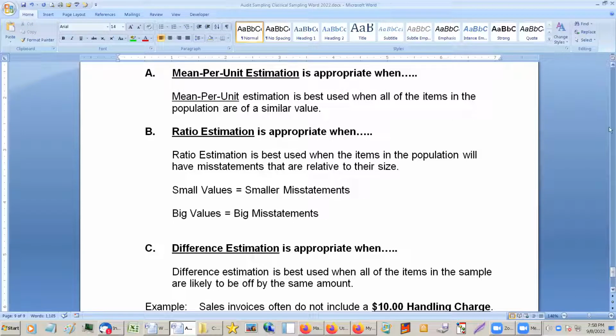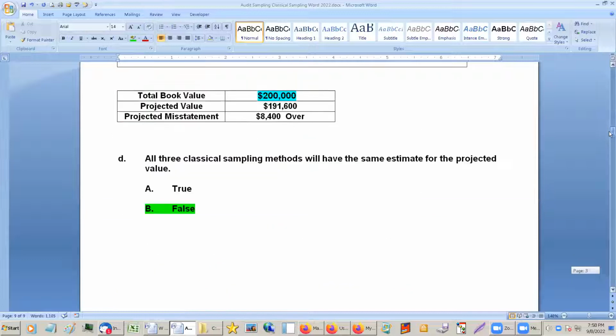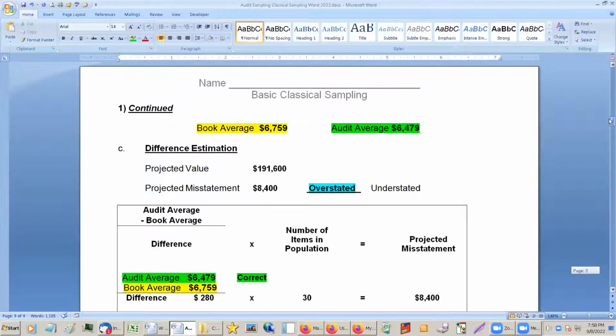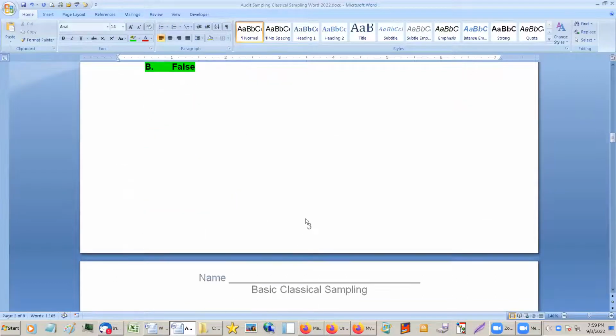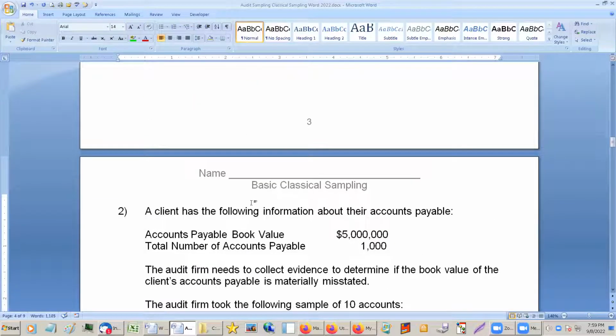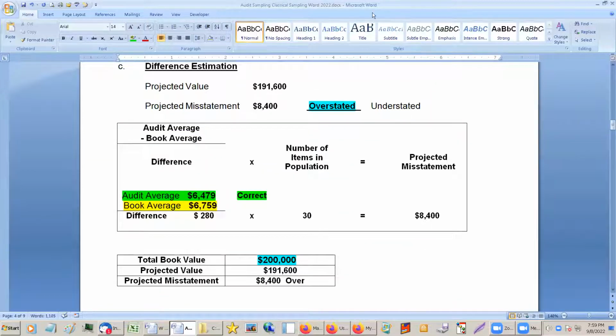And notice that these all have the same sample. It's the same sample that you took for these. We use exactly the same sample, and the same averages. It's how you project it over the entire population that changes. And again, based on the sample, what the likely misstatements are, that's how you gauge which method you're going to use.